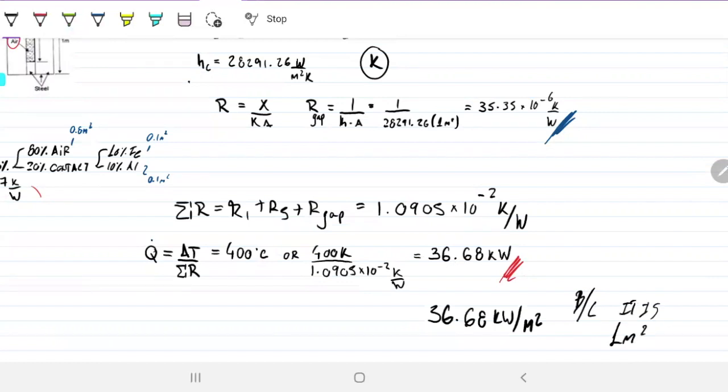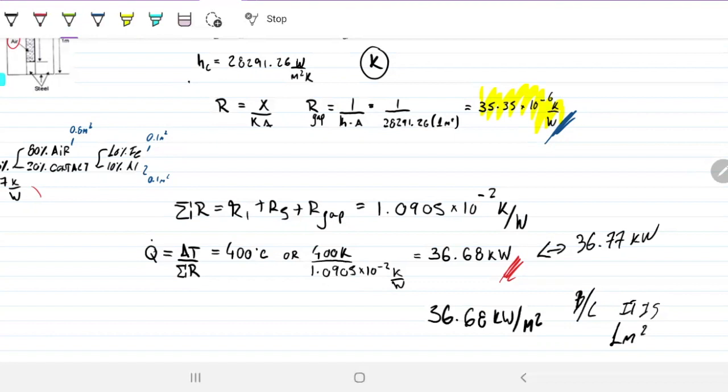Okay, now just for you guys to have a comparison, if you do the other method, you get 36.77. So if you do the other method, you're going to get this difference. But what does change a lot is this value here. This value here is quite different. But you notice it's so tiny that it doesn't really change much when we're calculating our final Q.